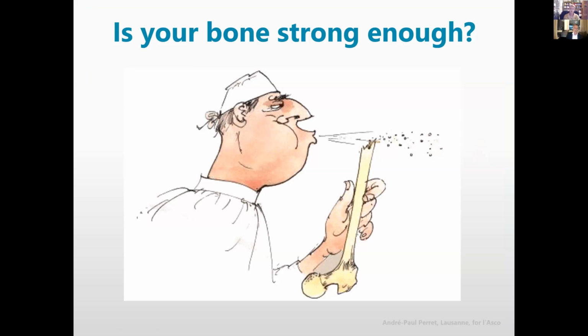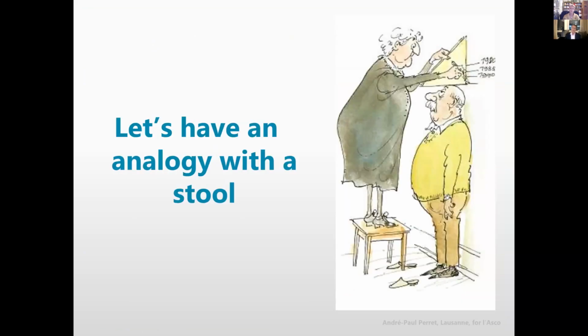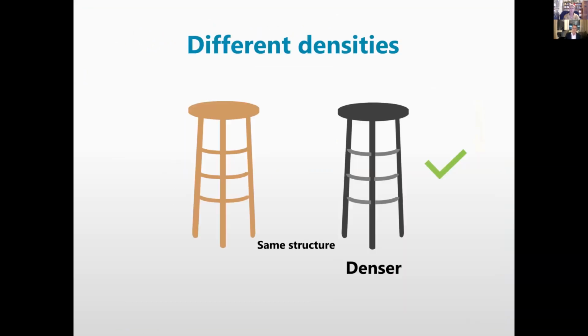So one of the questions we always ask ourselves is, is your bone strong enough? Or is my bone strong enough? So pretty often we say, what does it mean to have a strong bone? Let's first have an analogy with a stool. That's something very simple. You see here, grandma climbing on the stool just to measure the height of her husband. Whether or not it's dangerous depends on how solid the stool is. So let's look at two different types of stool here. They have different density. One will be in wood, the other will be in metal.